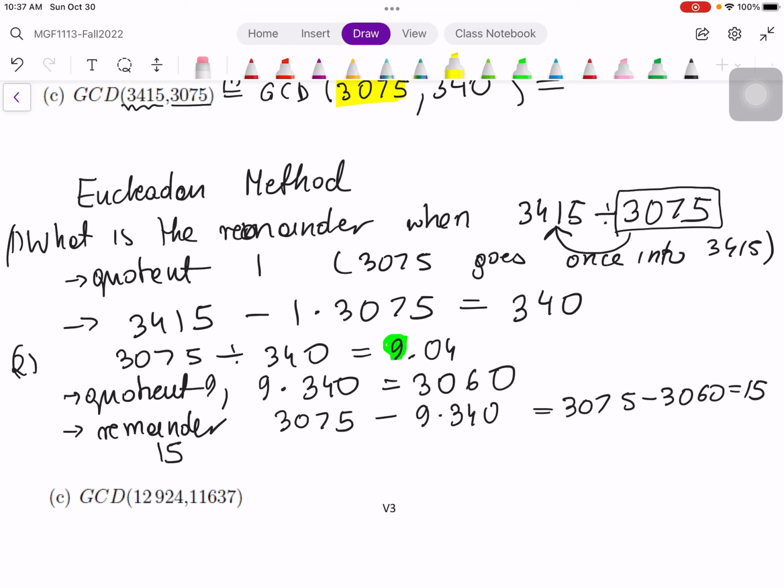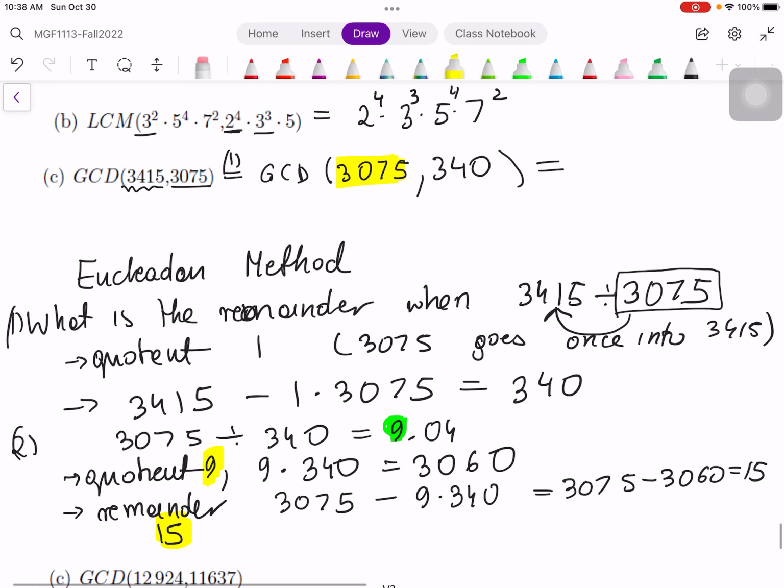So that's the quotient, that's the remainder, right? First you figure it out by just doing this division: when you divide 3075 by 340, it's 9.04. That means 340 goes 9 times into 3075. 9 times 340 is 3060. So when you take it away from 3075, you're left with your remainder, 15, right?